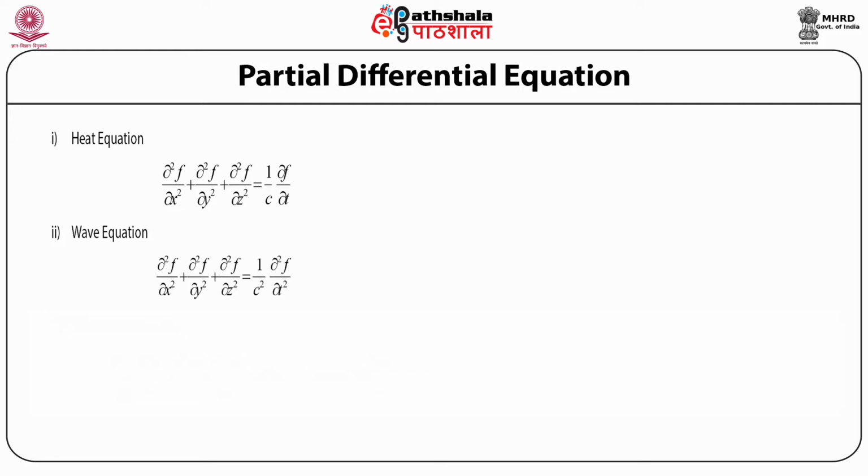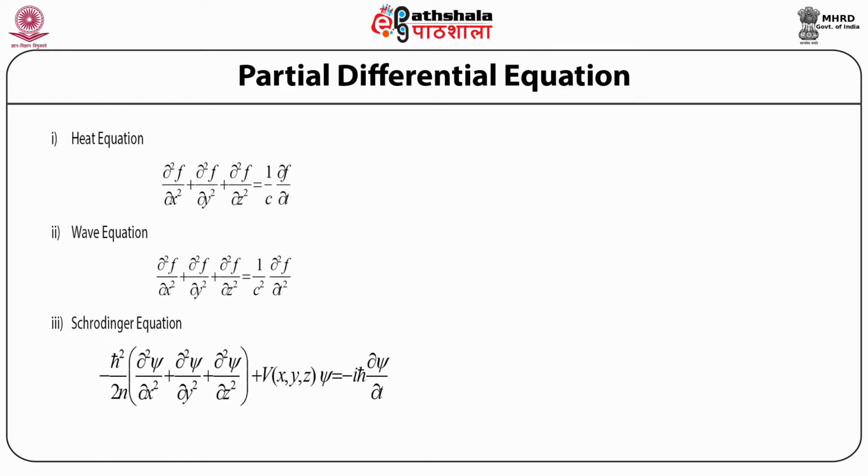Another very important and familiar partial differential equation is the Schrodinger equation, which occurs all the time in problems involving non-relativistic quantum mechanics. The Schrodinger equation looks like minus h cross square by 2m times (d2psi/dx square plus d2psi/dy square plus d2psi/dz square) plus V, which is a function of x, y, z, times psi, is equal to minus i h cross dpsi/dt, where psi is the famous Schrodinger wave function.